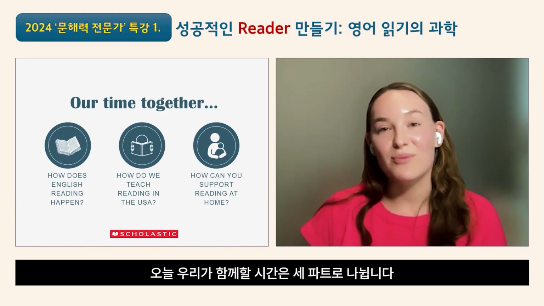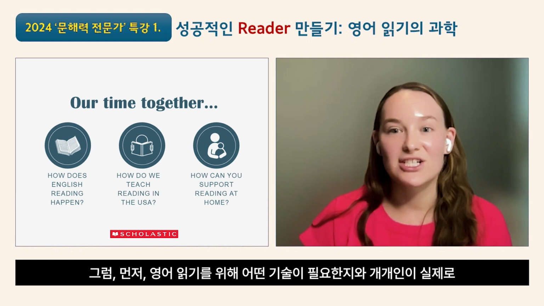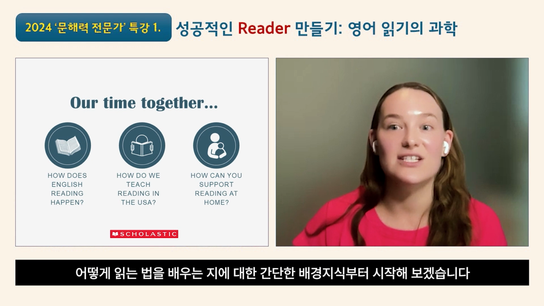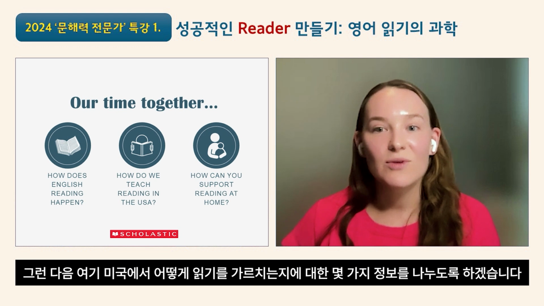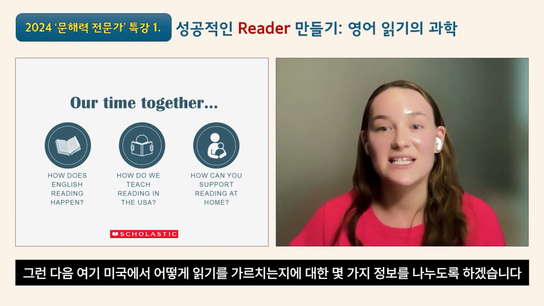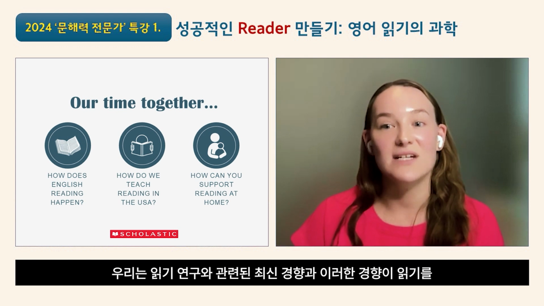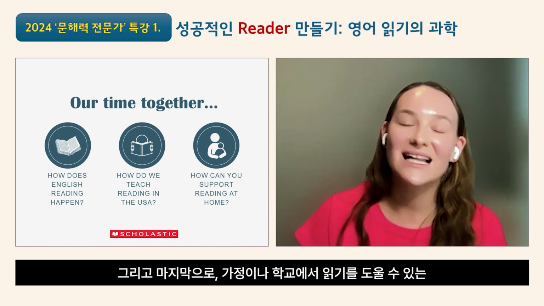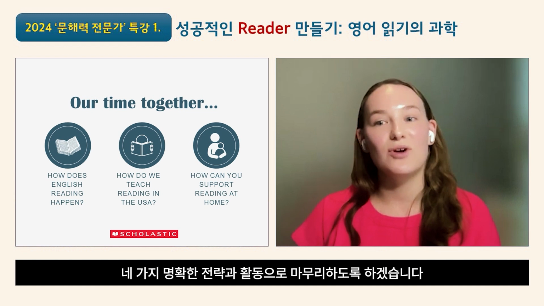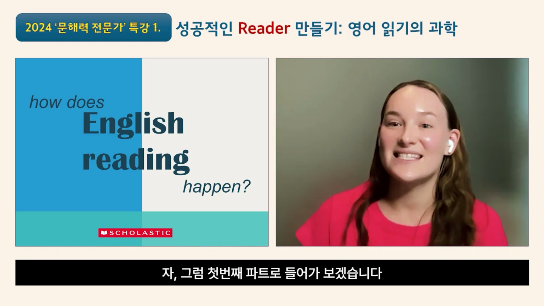Today, our time together will be split into 3 parts. We will begin with a little bit of background information about what skills are necessary to read in English and how individuals really learn to read. Then we will discuss some information about how we teach reading here in the US. We'll focus on some recent trends connected to the research and how these trends are improving reading. And finally, we'll end with 4 clear strategies and activities to support reading at home or at school. Let's go ahead and get into our first section.